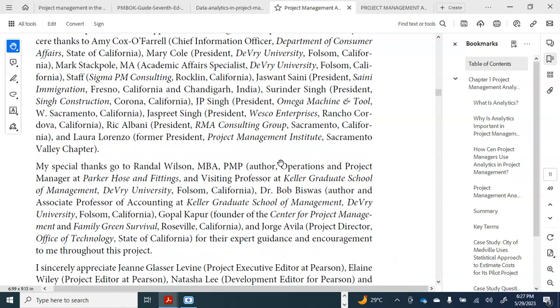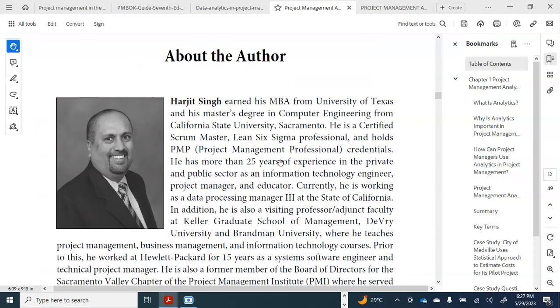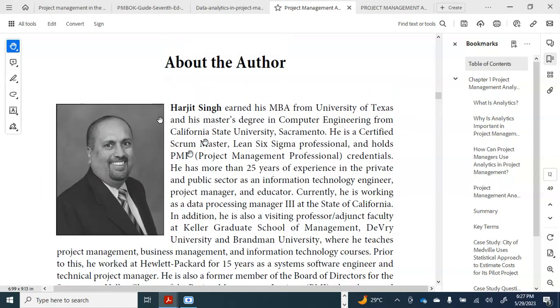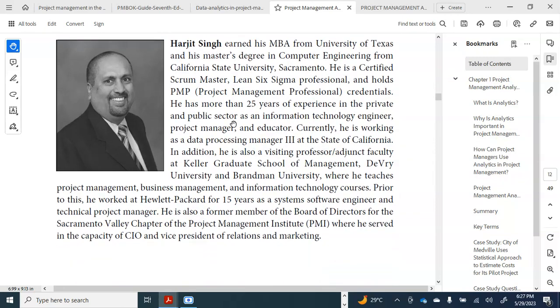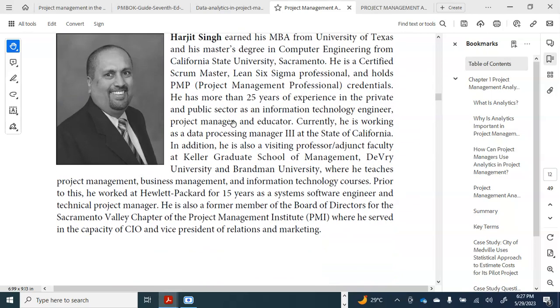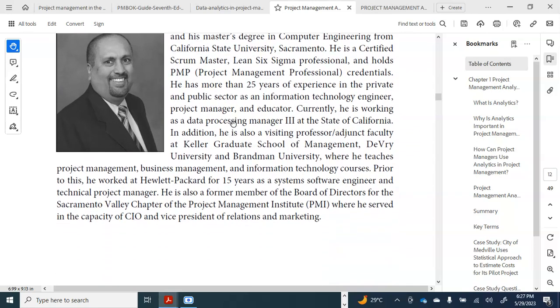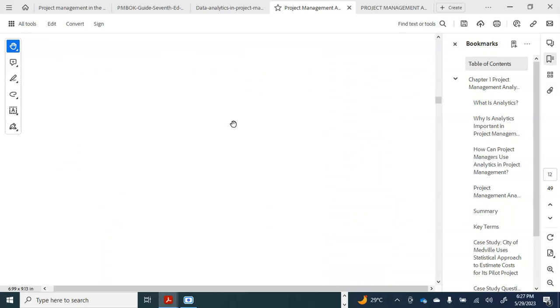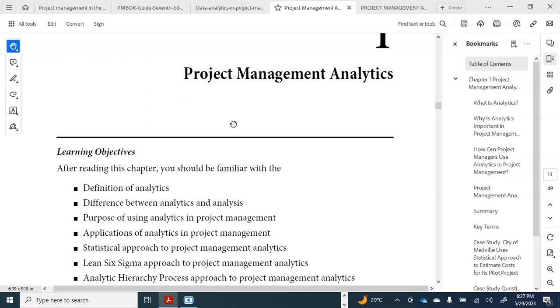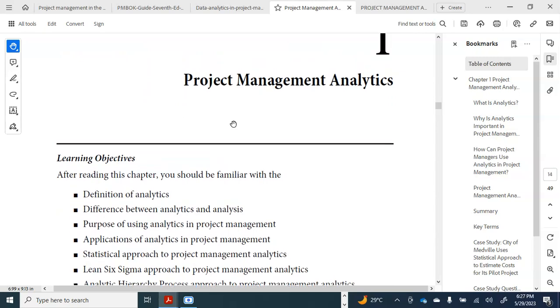Acknowledgements. All right, so we'll just start. This is about the author, Harijit Singh. That's all about him. When I send this document, you can read about him. He's a professional in this field, and he knows what it is. So, chapter 1, project management analytics.